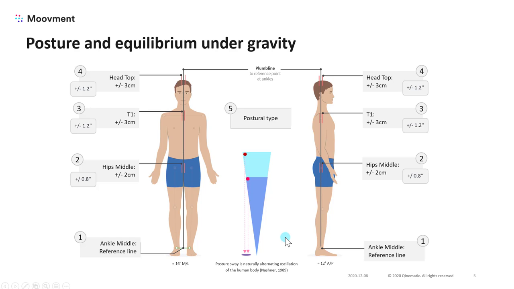In terms of postural sway, Nashner investigated this back in 1989, and he showed that in bipedal stance or double leg stance, limits of stability are around 16 degrees sideways, mediolateral, and around 12 degrees forwards and backwards. Now what that means for us in terms of our center of mass measurement is that a shorter person will not travel as far as a taller person. So the sway area is expected to be larger for a taller person than a smaller person.